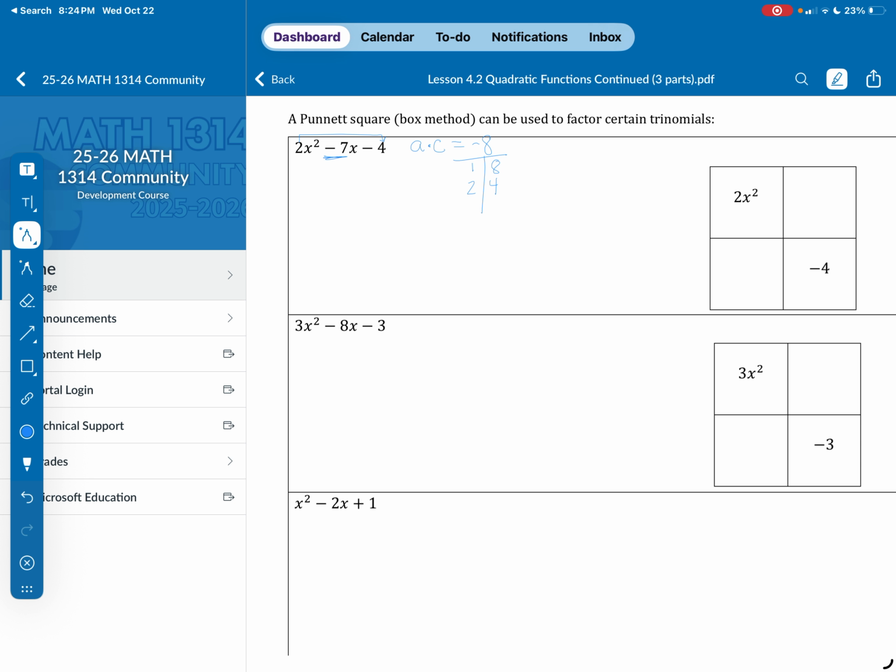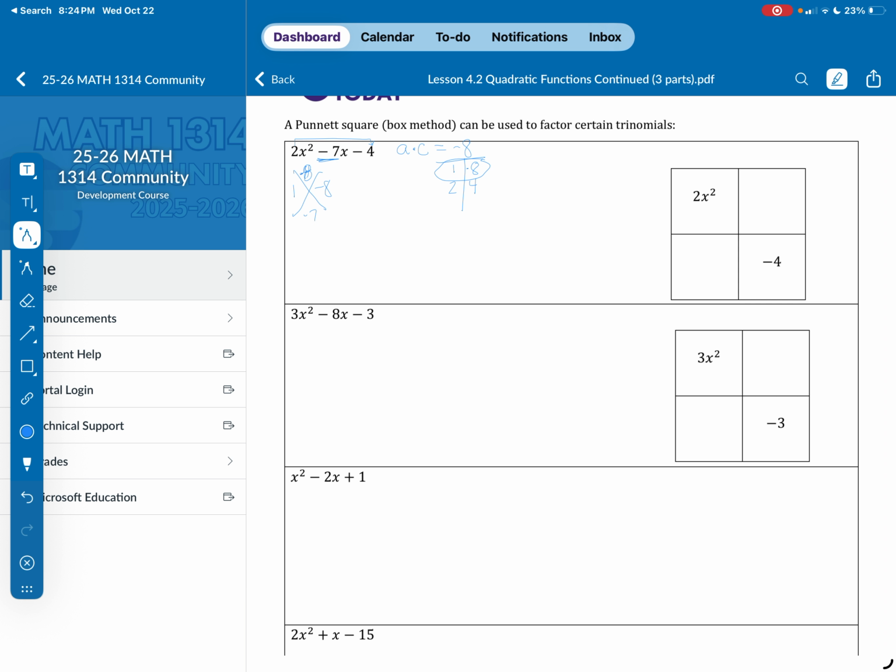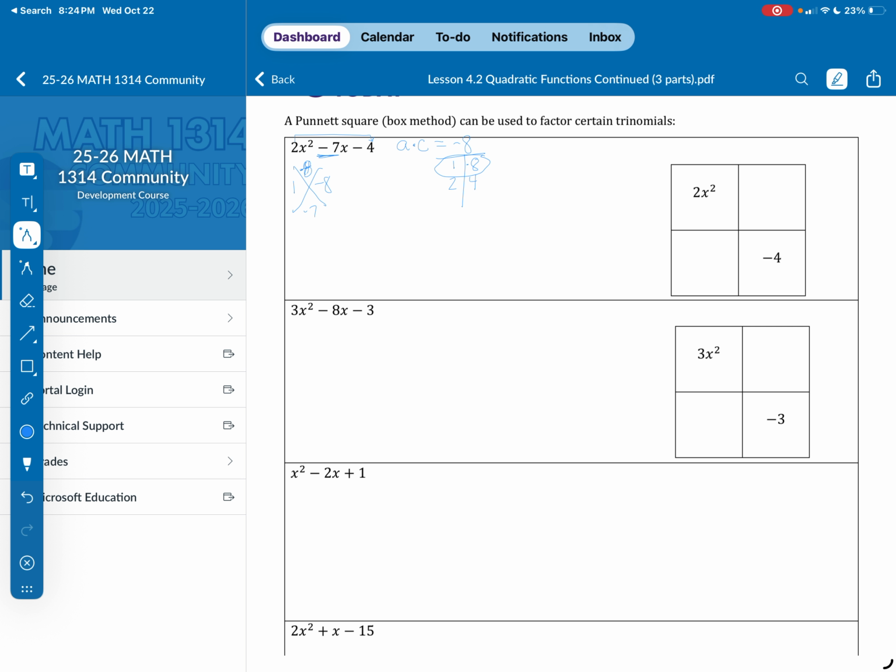Well, if I took negative 1 plus 8, I would get positive 7. So instead, I'm going to take positive 1 plus negative 8. Okay? So when I have my little diamond here, negative 8, I would do 1 and negative 8. Okay? So now what you're going to do here is you're going to put these factors, the negative 8 and the positive 1, inside of your box.